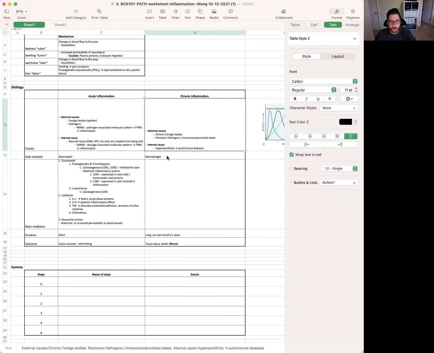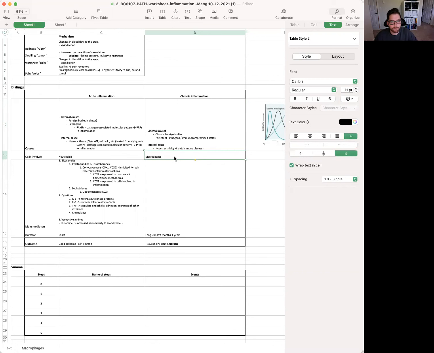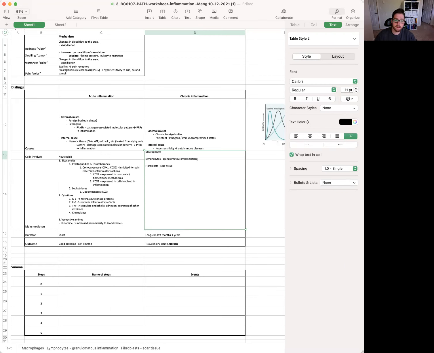All right, and we already talked about the cells involved in chronic inflammation. There's a couple others that are involved in chronic inflammation that we want to note as well, and those are going to be lymphocytes as well as fibroblasts. These are the ones that lay down scar tissue. Lymphocytes are involved in really a lot of chronic inflammatory reactions. They're the ones that are really involved in secreting cytokines, involved in chronic inflammation, which we'll get into in the next box. And they're also involved in granulomatous inflammation. That's dependent on lymphocytes.